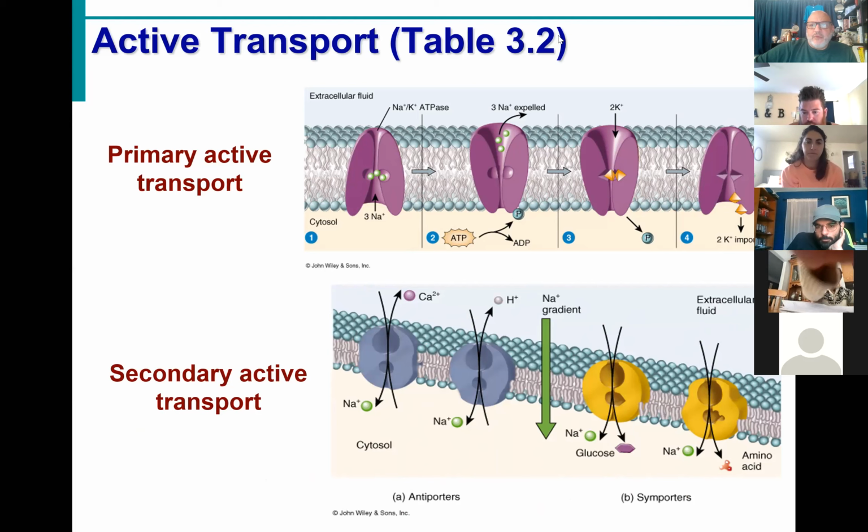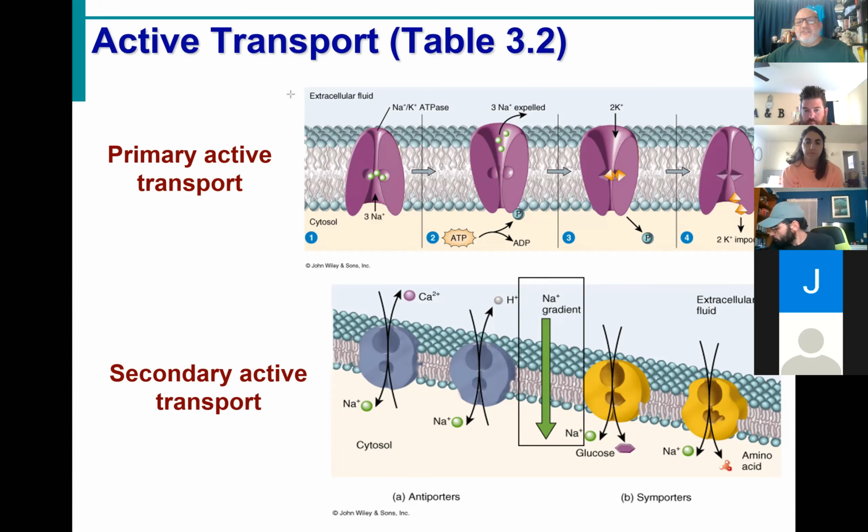And again, we're not using ATP directly. The whole reason this works is because sodium really, really, really wants to come into the cell. So as soon as that sodium comes into the cell, we then have to use ATP to kick it back out so that these co-transporters will keep doing work.